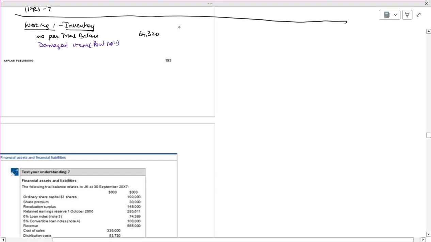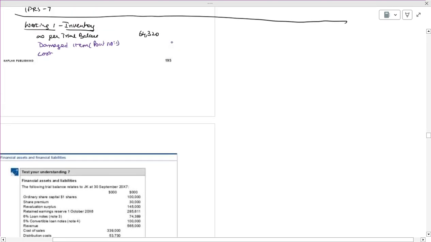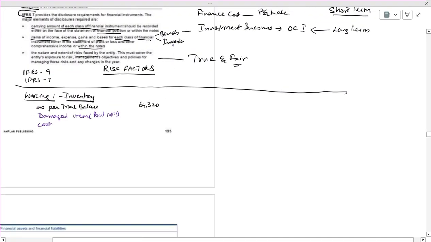The damaged item, what is the cost? Cost is 25,000. Put it in thousands. Cost is how much? 25 in thousands. Minus. If you are going to sell it, how much are you going to get? We have to know what is the loss or what is the profit. How much is that? 30,000. Selling price is 30,000 minus cost to sell. How much is there? 8,000.